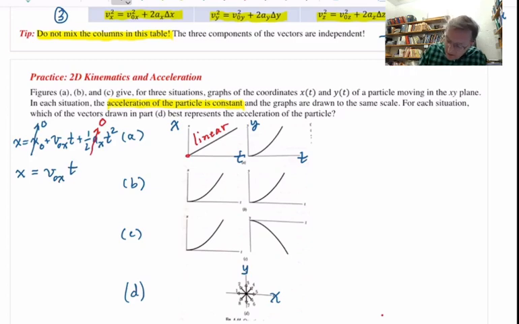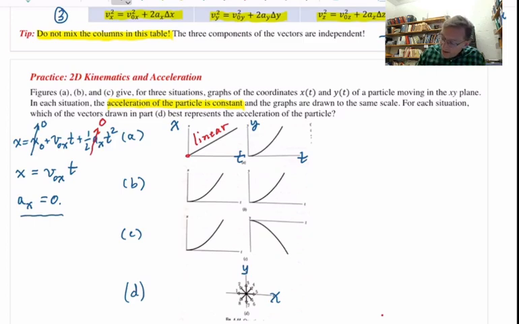Well, if a sub x is 0, let's mark that down, because now I know what the x acceleration of particle A is. It's 0. I can deduce that from the fact that x versus t is linear. All right? So I figured out what a sub x is in situation A. It's 0. Now let's look at the y versus t graph in situation A.